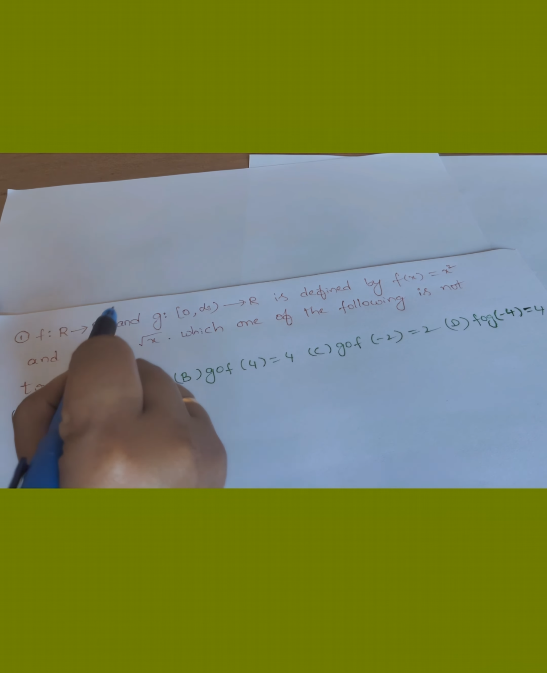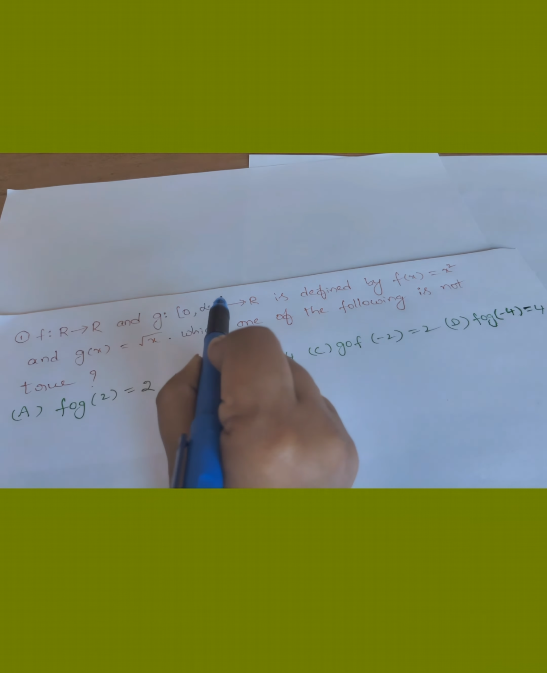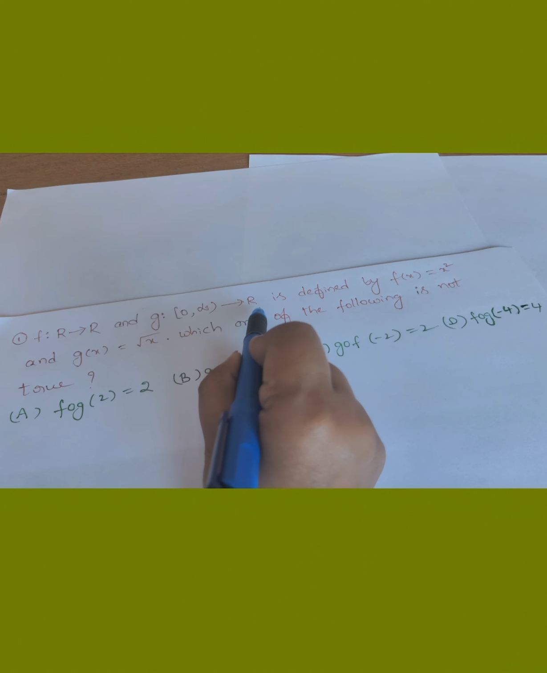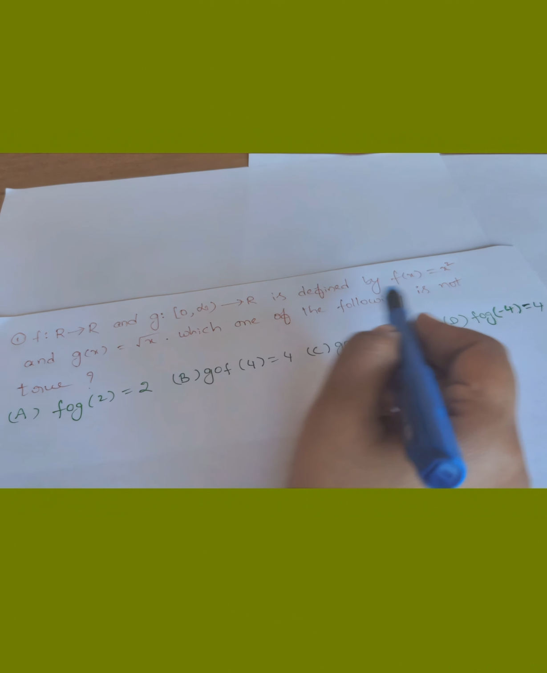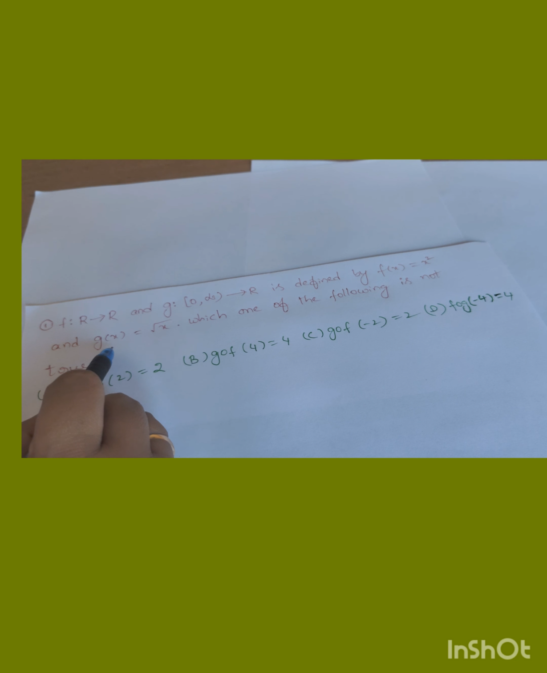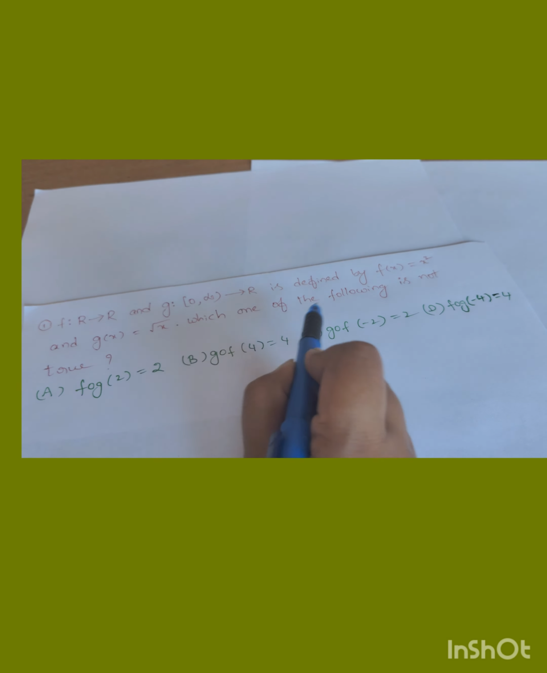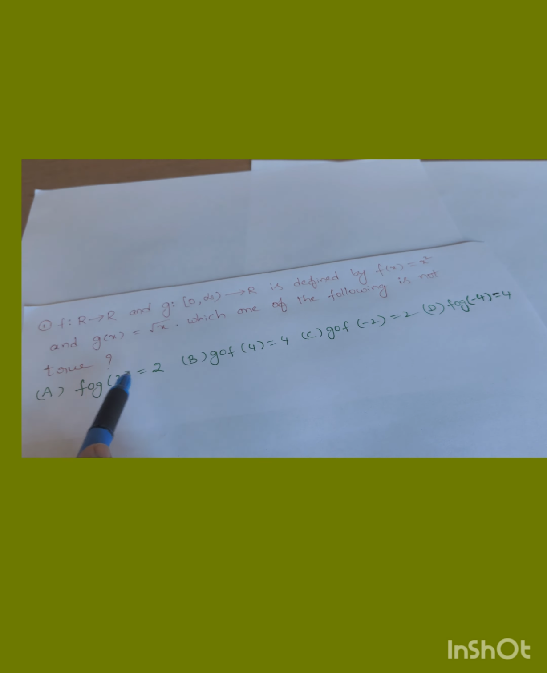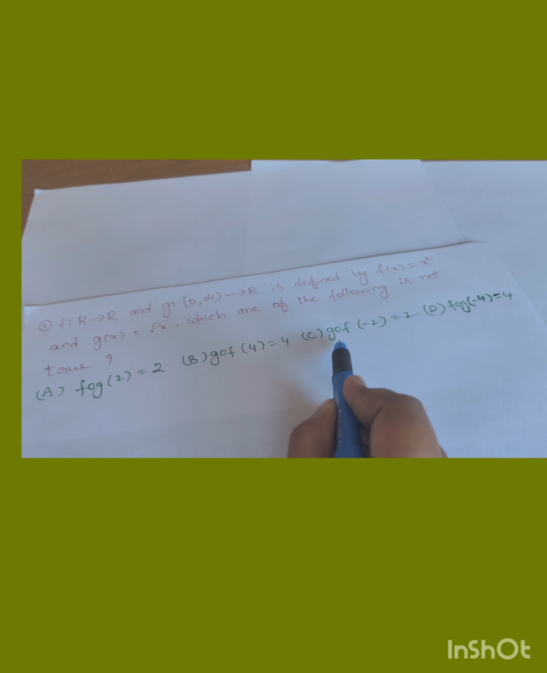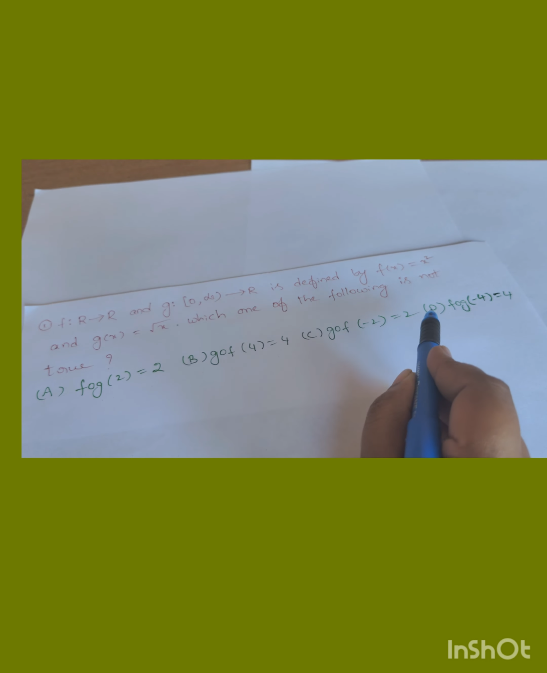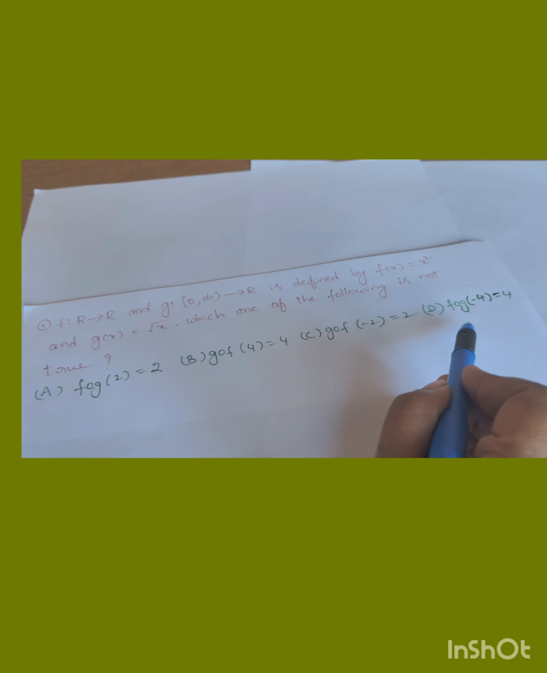The first question is: f maps R to R and g maps [0, infinity) to R is defined by f of x is equal to x square and g of x is equal to root x. Which one of the following is not true? Option A, f circle g of 2 is equal to 2. Option B, g circle f of 4 is equal to 4. Option C, g circle f of minus 2 is equal to 2. Option D, f circle g of minus 4 is equal to 4.